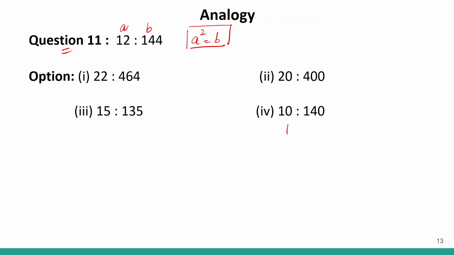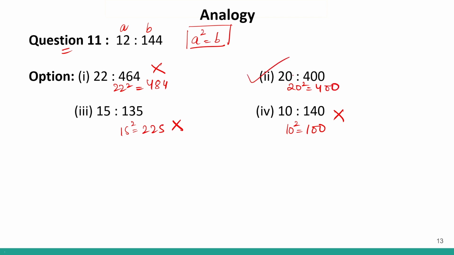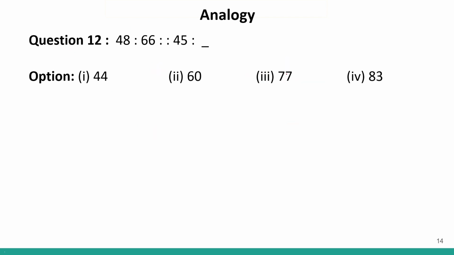10 square. 10 square is how much? 100? Not the case. 15 square is how much? 225? Not correct. 22 square is how much? 22 square is 484. So, not correct. And 20 square is how much? 20 square is 400. So, this is the correct answer, which is option number 2. Okay? Option number 2 is the correct answer to this question.